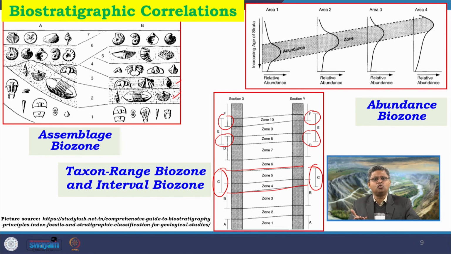So, either of these two tools can be used: the taxon range biozone, where we get a distinct taxon and use its range of occurrence as the tool for correlation, or sometimes we can use the interval of appearance or interval of disappearance as the tool for correlation. So, in biostratigraphic correlation, these are the different ways we can use the biozones for correlation purposes.